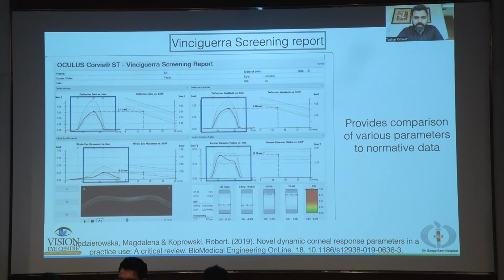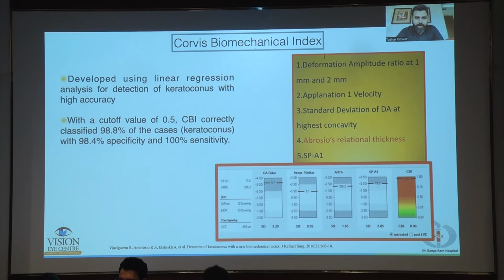And apart from this, this also gave us the Corvis Biomechanical Index, which was developed using a linear regression analysis, and uses some of the dynamic corneal response parameters that I spoke about. Apart from that, it also uses a stiffness parameter and the horizontal corneal thickness profile. So this has been found to have a pretty high sensitivity and specificity in detecting cases of keratoconus.